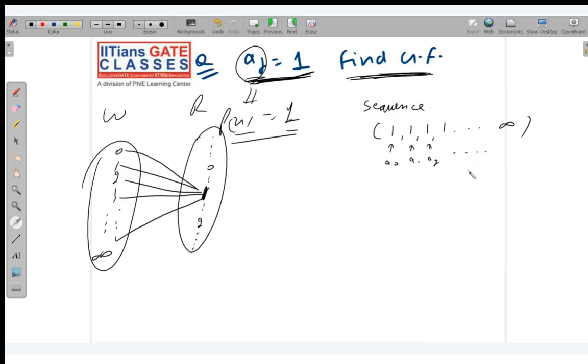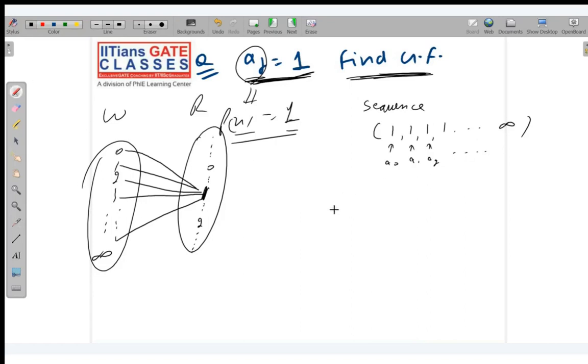They can ask the question any way they want. They will simply say numeric function AR is equal to 1, find the generating function, or they will say this is a sequence, find the generating function. Are you getting it? We will tell you lots and lots of ways how questions can be designed. Don't worry about it. It was the basic introduction. Please let me know if anybody is having any doubt. Clear, sir. Okay.